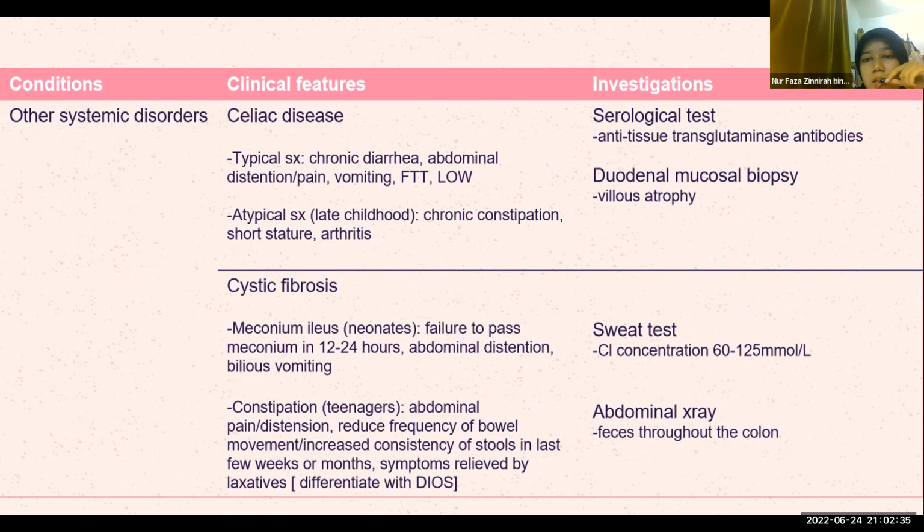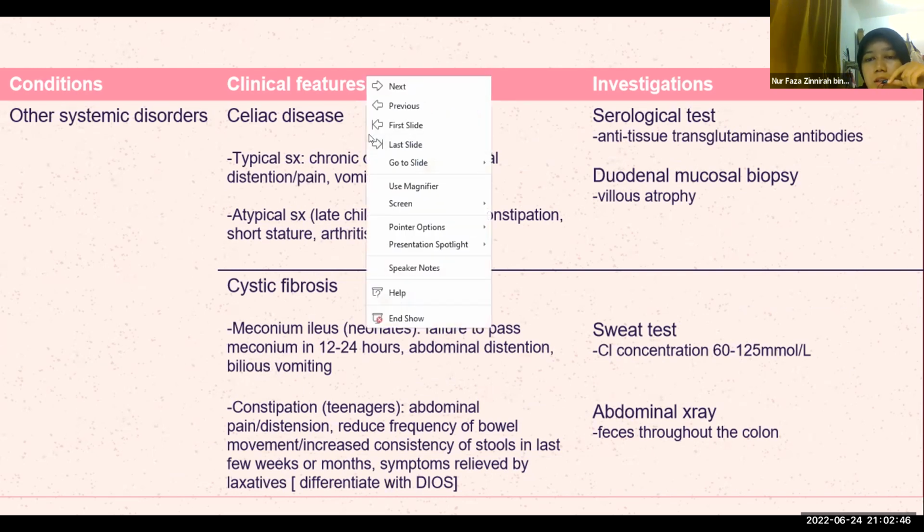So we can order serological tests, where they will be positive for anti-tissue transglutaminase antibodies. And then we also can do the duodenal biopsy, where there will be villous atrophy.